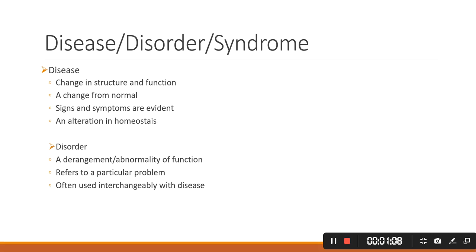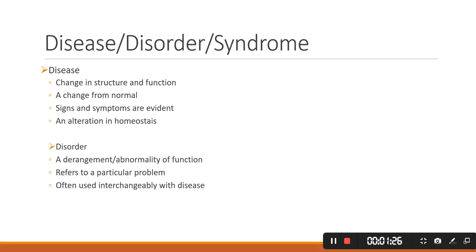Now what is a disease or disorder or a syndrome? A disease is a change in the structure and function, a change from the normal. There will be signs and symptoms which are evident. You can notice there will be an alteration in the homeostasis. The normal mechanism is changed.